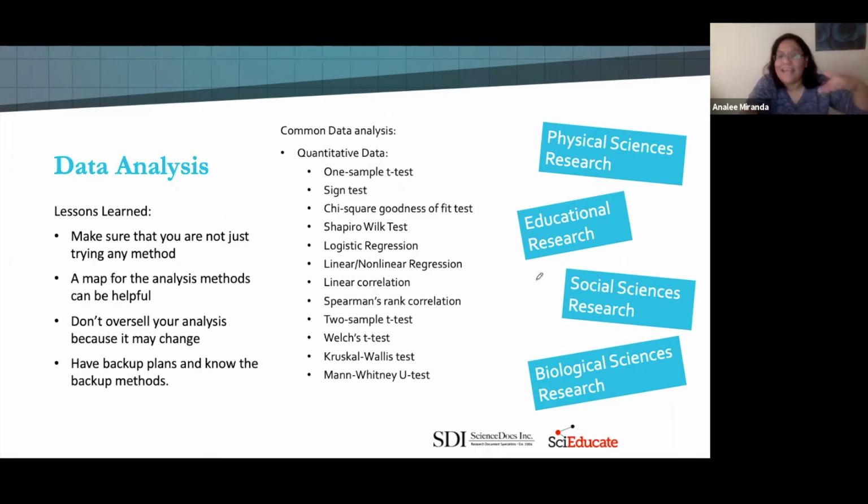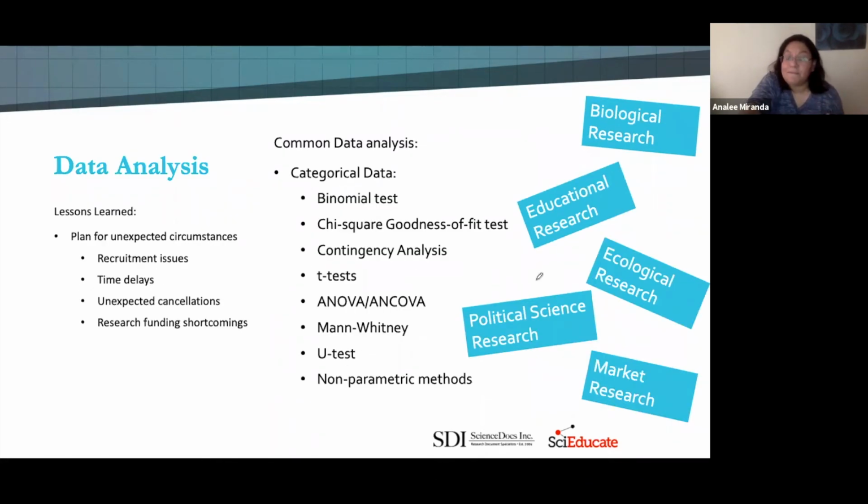And so I listed some common methods, especially some parametric and non-parametric methods for quantitative data, and some for categorical data. And I listed on the side some of the research fields that you might find them in, so that if you need something to read to get a sense of how to use them. But always remember that there are going to be unexpected circumstances: recruitment issues, time delays, unexpected cancellations, research funding shortcomings.